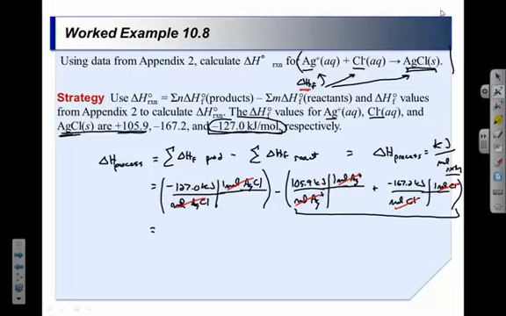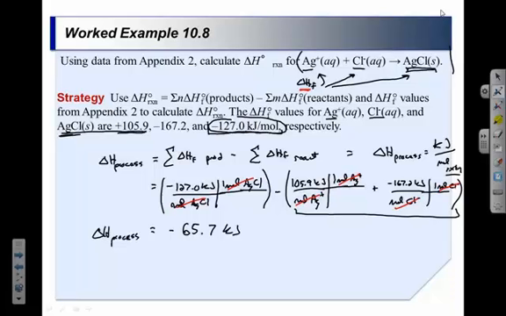So I have negative 127.0 minus 105.9 minus a negative 167.2, and that's going to give me negative 65.7 kilojoules. So that's delta H for this process.